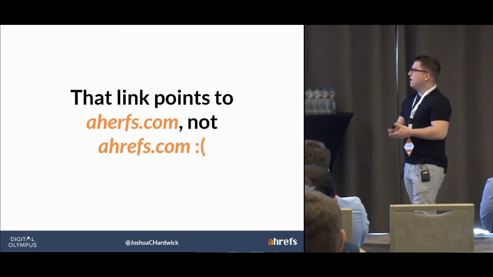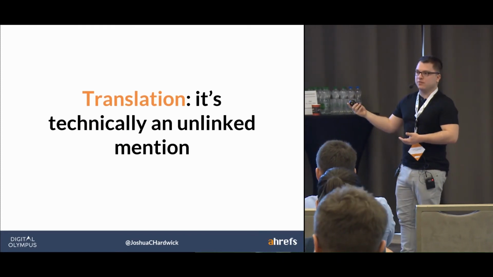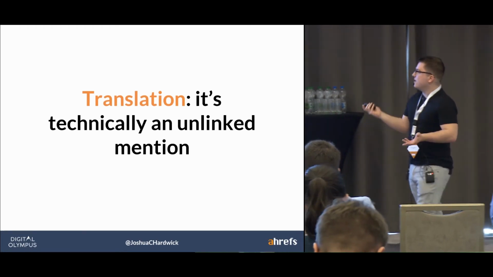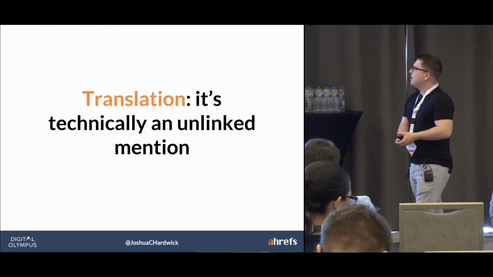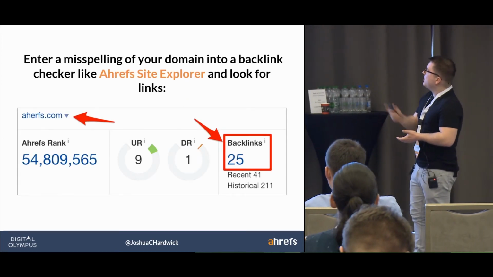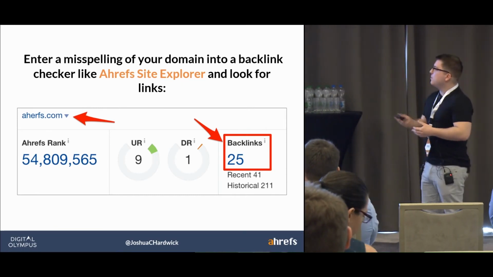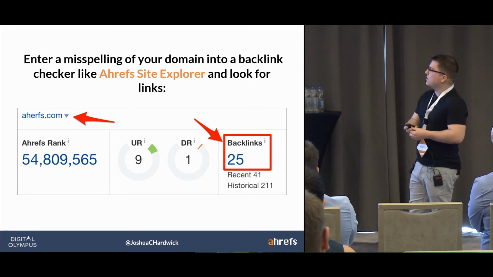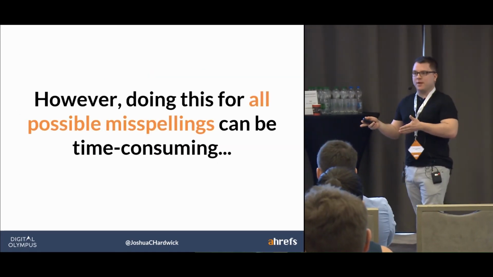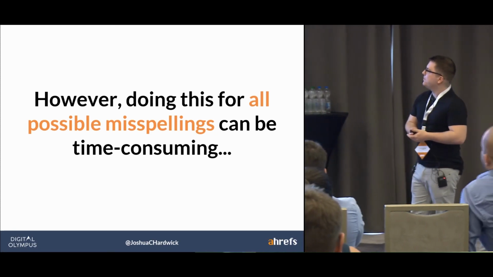So again, it's technically an unlinked mention, and it's an easy win if you just find those people and reach out to them and tell them that they've made a mistake. You can get a link that they've tried to give you anyway. So again, how do you find these mistakes? The best way is to come up with a misspelling of your domain, which is easy enough, paste it into a backlink checker, and see if there's any backlinks to that domain. And the chances are that some of those backlinks are intended for your website, because especially if the site doesn't exist, they're most likely intended for your website.